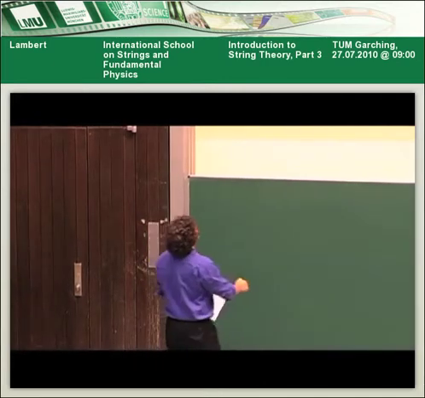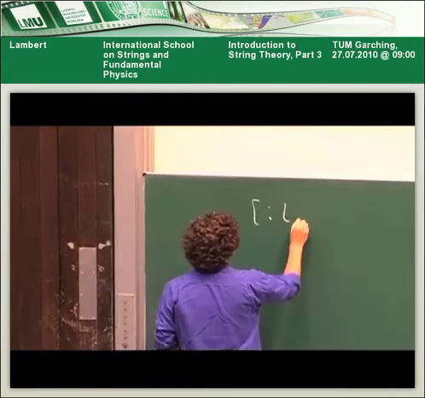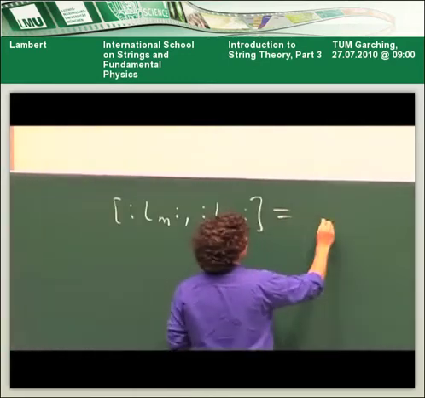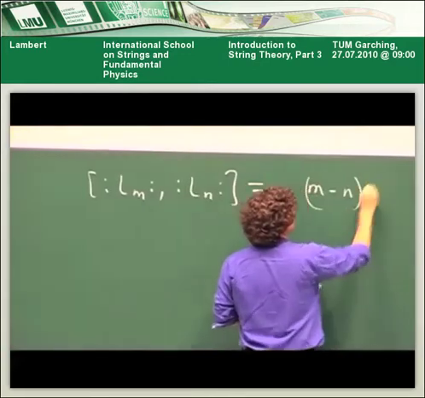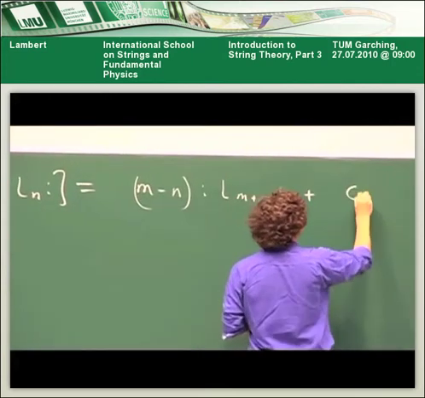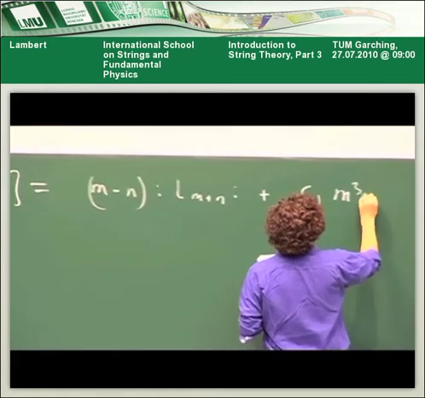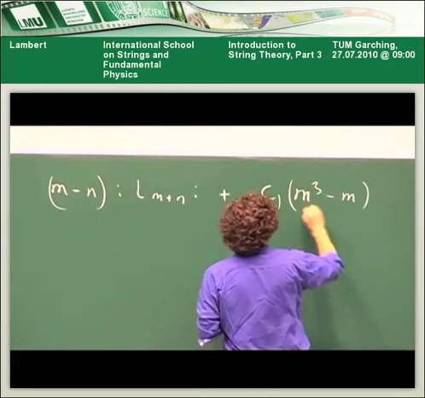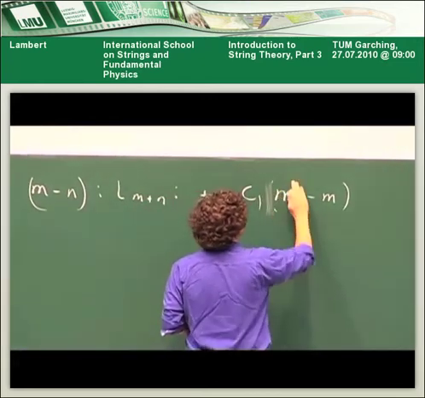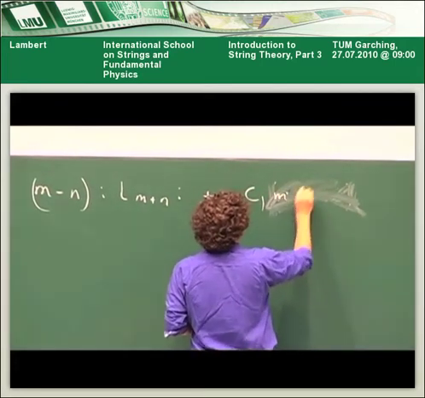So we have now got as far as, hopefully, convincing you, but I can see the skeptics. Some constant, C1 I guess we're calling it, times m cubed minus m. So this isn't a function anymore, this is just a constant. So let me write it this way, m squared minus 1.